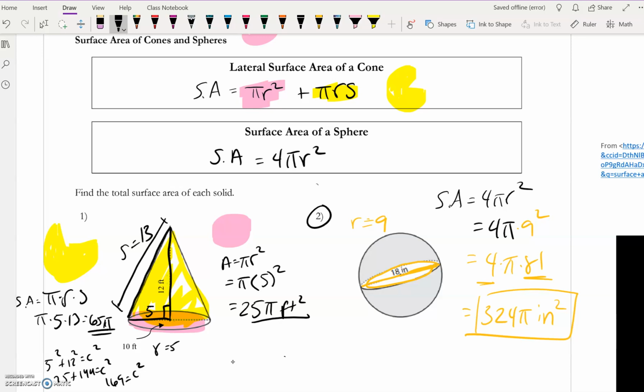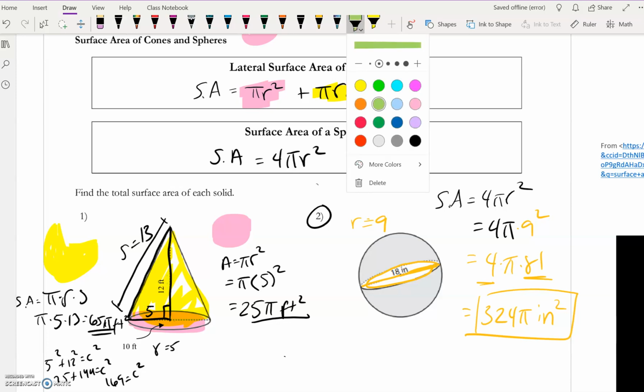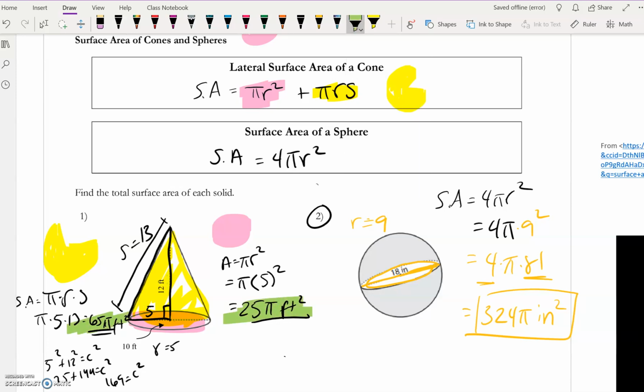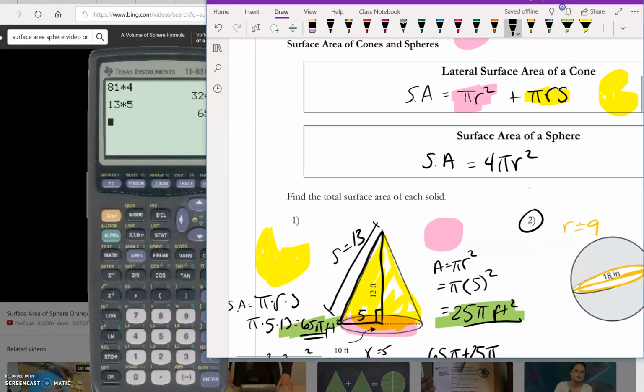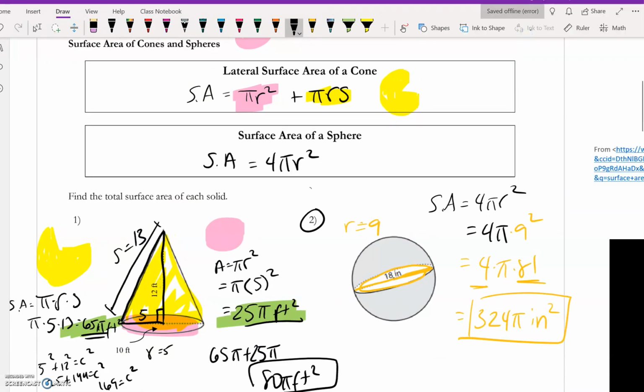Now here's another really good reason why I leave them like that, because now that I've got my two parts that I want to put together, I'm just going to add the 65 pi plus the 25 pi, and that's going to give me 80 pi feet squared as my final answer. And that's why it's much easier to do it in this fashion, because it ensures that you'll get a nice, clean, exact answer. You can add them like terms, which is really nice. So there's no rounding or anything, which I really prefer.